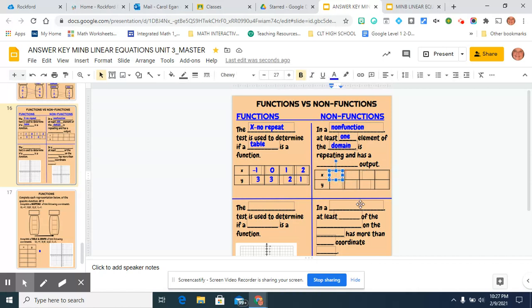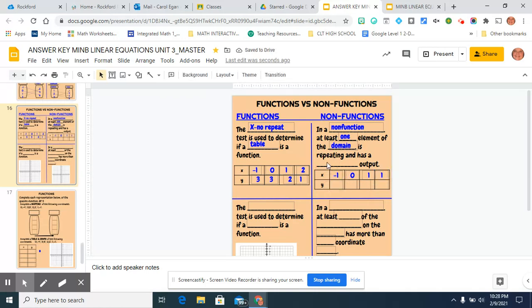So for example, if we had -1, 0, 1, 1. Oh, I know now. It has a different output.